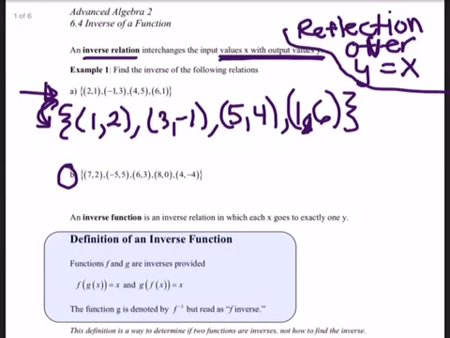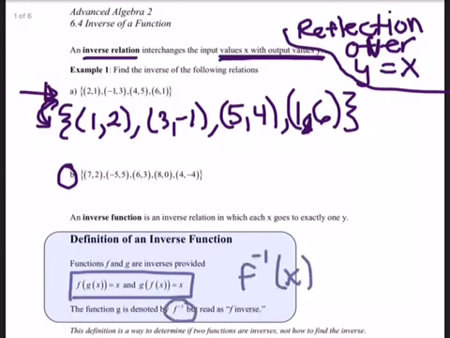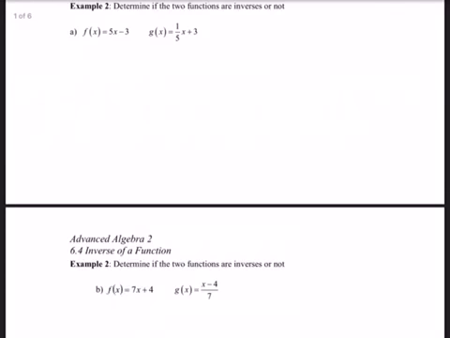Now this relates to what we've been doing with composition, because we can show algebraically that two functions are inverses of each other if I look at the composition of the two functions, f of g of x and the other way around, g of f of x, they both should simplify down to be x. And we use the notation f inverse of x to represent the inverse function of f. So let's look at a couple of these to start.